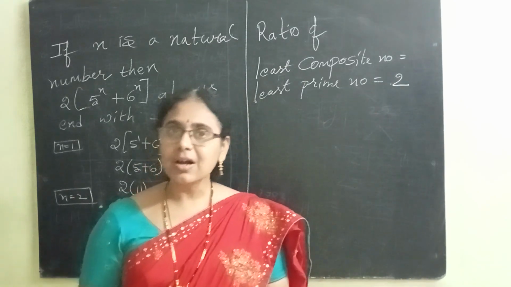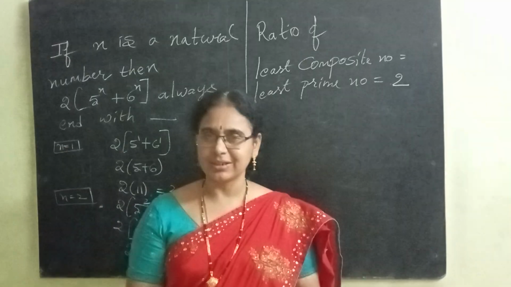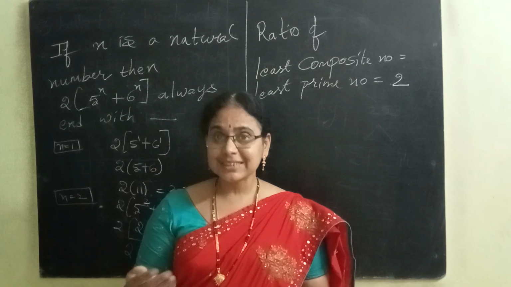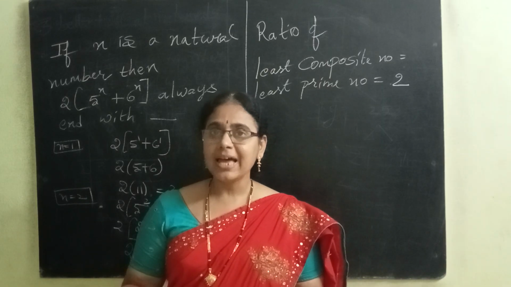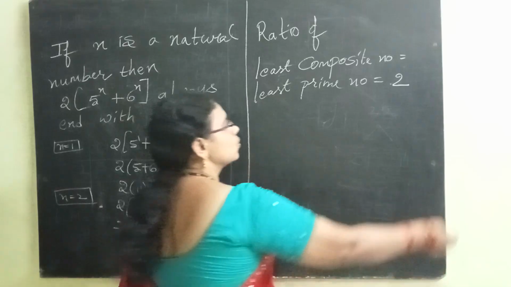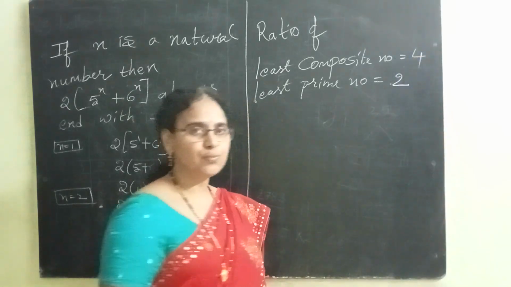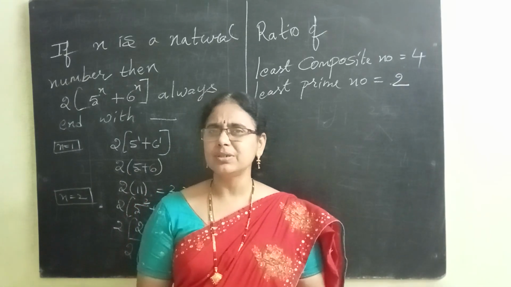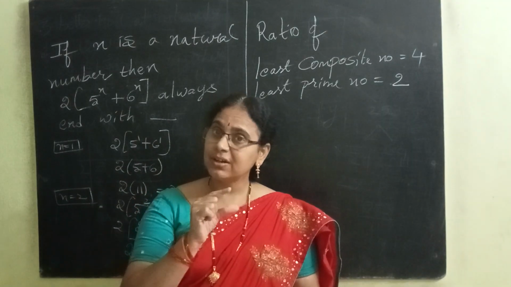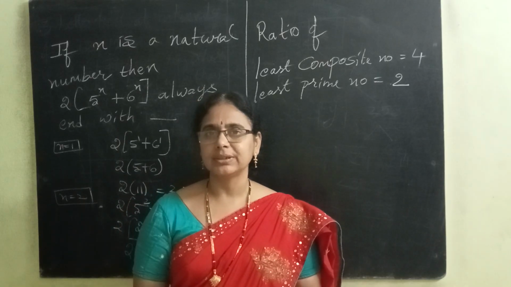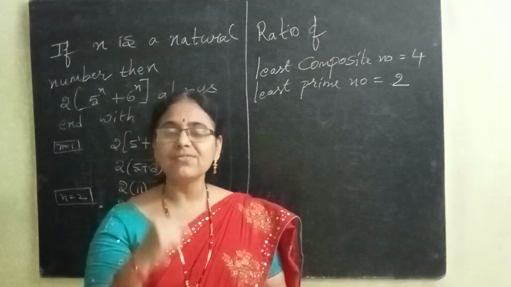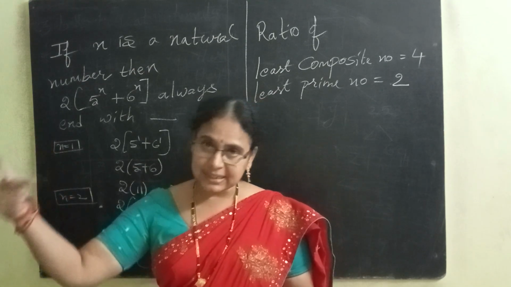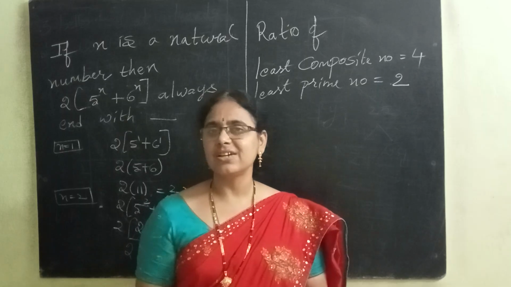What is the least composite number? One with more than 2 factors. 2 is a prime number, 3 is a prime number. The next number is 4, and 4 has more than 2 factors. So the least composite number is 4. Is the question the ratio of these two numbers? No. First you have to find the LCM of these two numbers, next the HCF, then find the ratio of LCM and HCF.